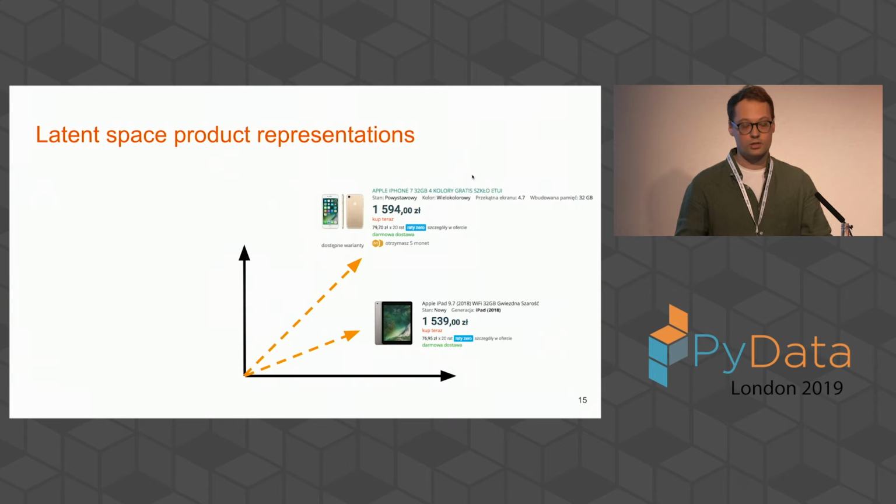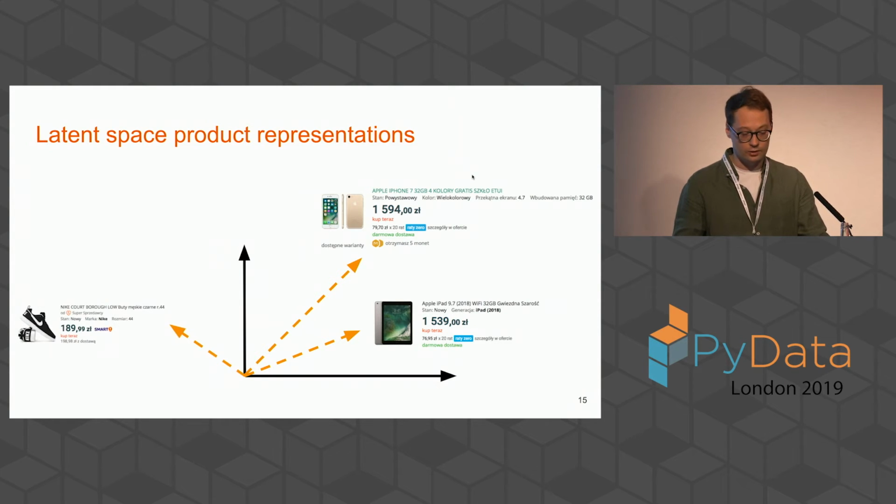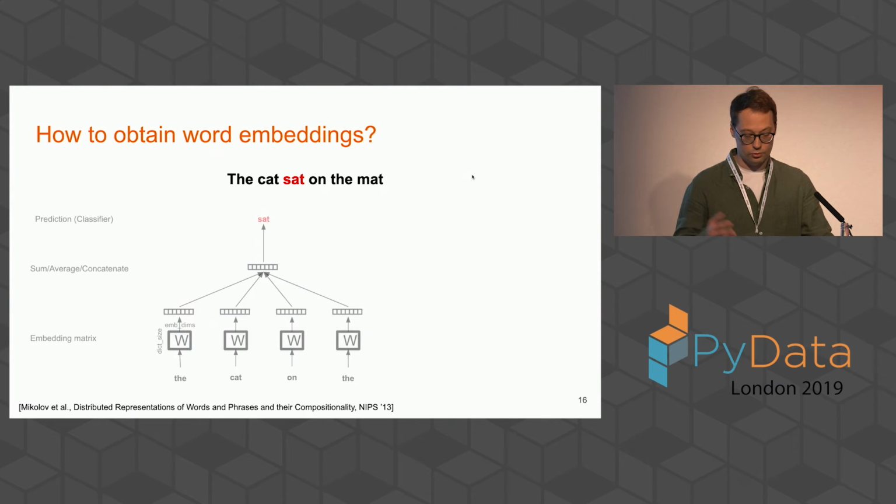As you can see, an iPhone has its representation. An iPad, which is something quite similar, has a quite similar embedding, while a pair of sneakers has its vector directed in a totally different direction. This is the theory. And how can we obtain such vectors, such representations?